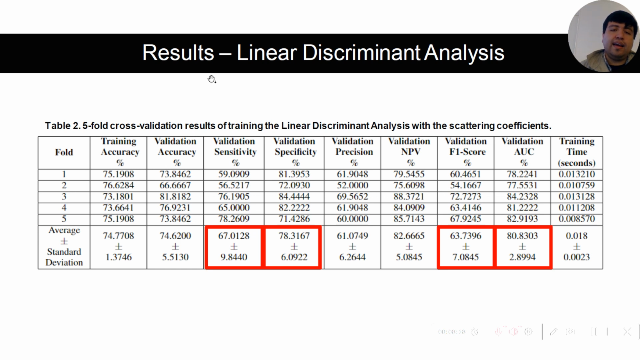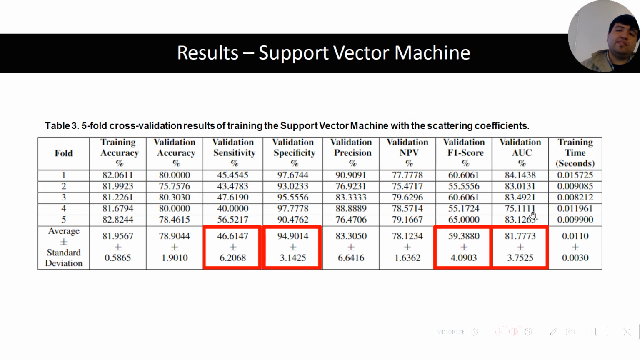As a first analysis, we performed five-fold cross-validation using a linear discriminant analysis, where we obtained a sensitivity of 67%, a specificity of 78%, an F1 score of 63%, and an AUC of 80%. For the case of the support vector machine, we obtained a lower sensitivity of 46% and a specificity of 94%, an F1 score of 59%, and a validation AUC of 81%.